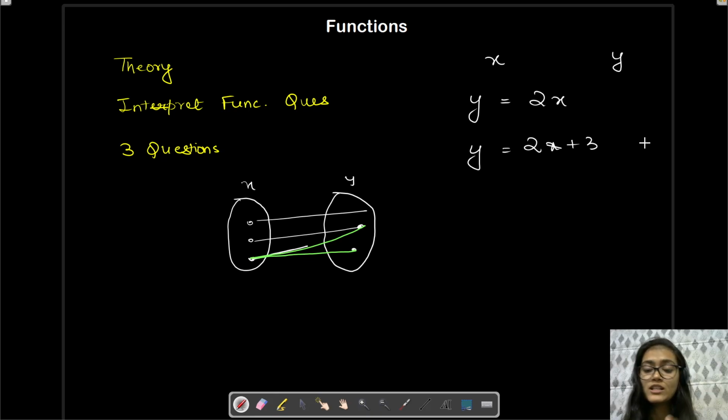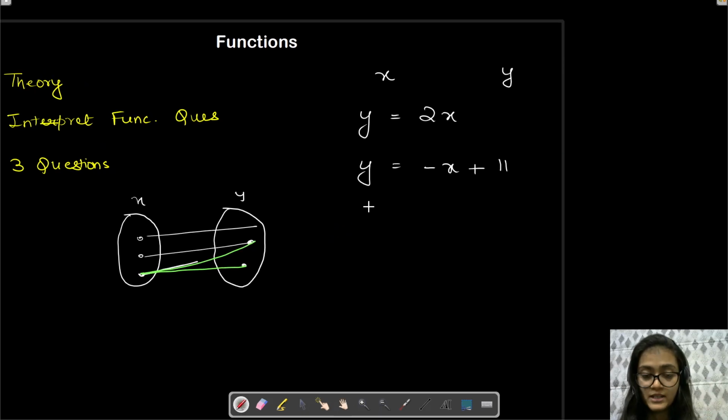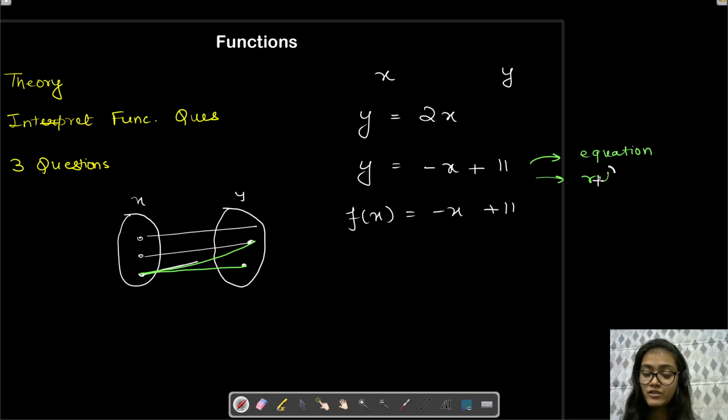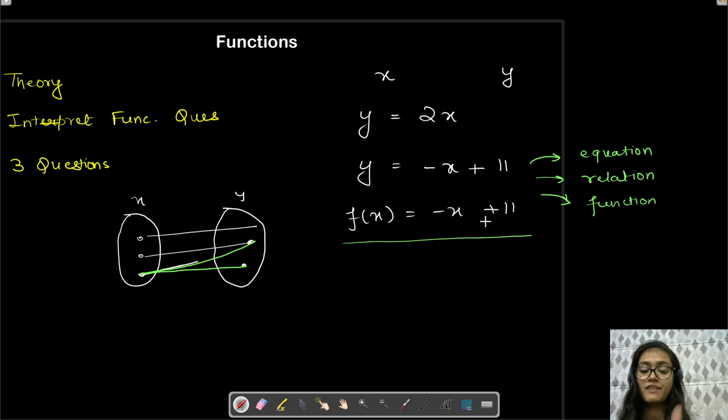Now, this is called relation notation. For example, y equals negative x plus 11, and this similar relationship can also be represented as f of x equals negative x plus 11. You can call it an equation, or a relation, or a function. Actually this is an equation, but if you're talking about the relationship between x and y, then this is called relation notation. And the same relationship can also be expressed in function notation, which is this: f of x equals negative x plus 11.